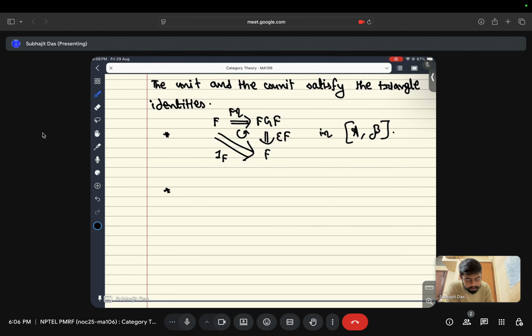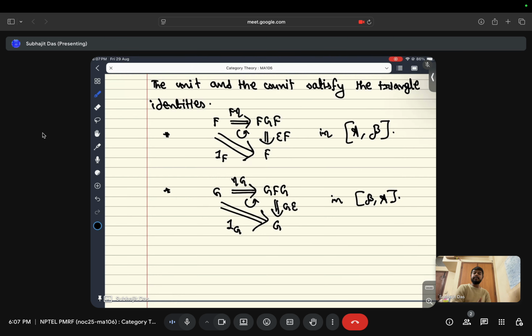The other one is the dual one. You start with G, get to GFG using eta G, and from GFG to G you have G epsilon. Again, this composition has to be 1G, the identity natural transformation of the functor G. This is a commutative diagram in the functor category from B to A. So whenever you have an adjunction, you have the unit and the co-unit of the adjunction, and they satisfy the triangle identities.